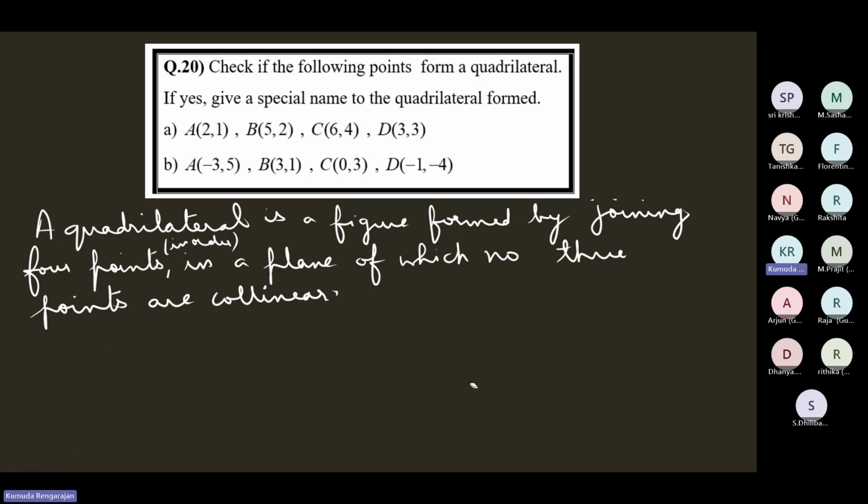I think I need to clear the slide, children. Just make a note of these. Make a note of this definition of a quadrilateral. I need to clear the slide to write something else.